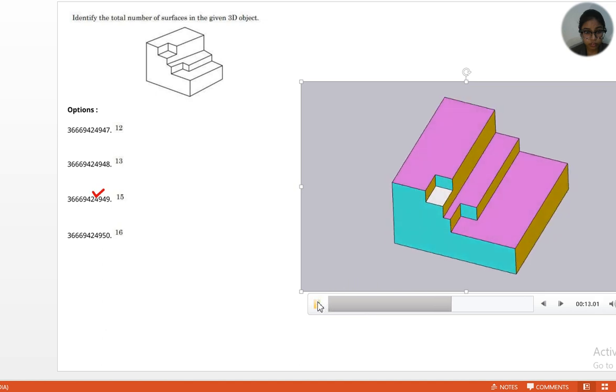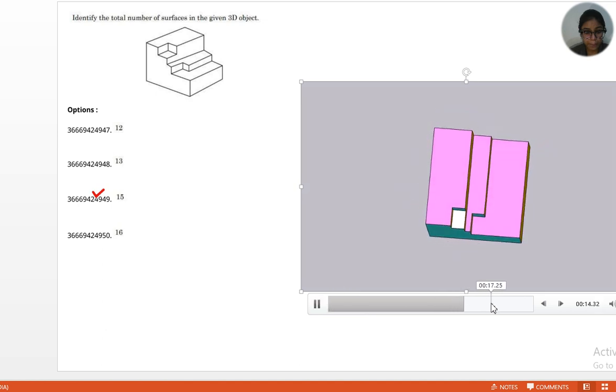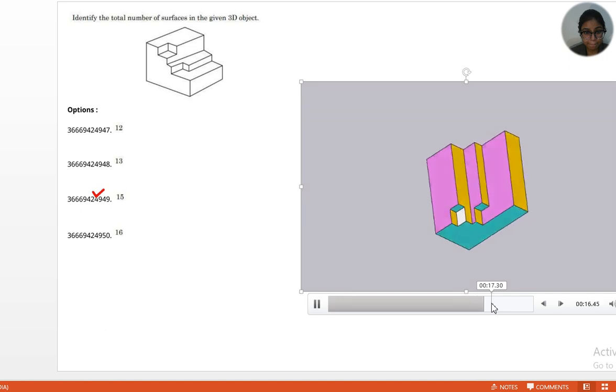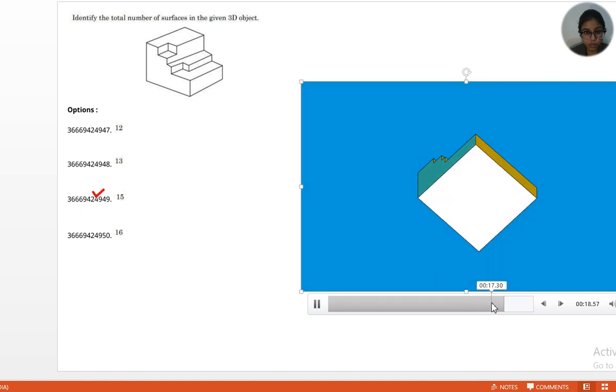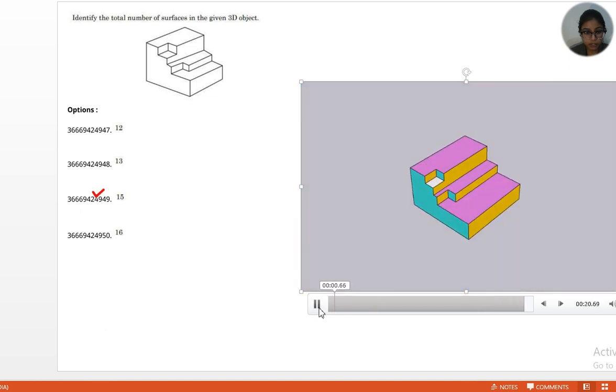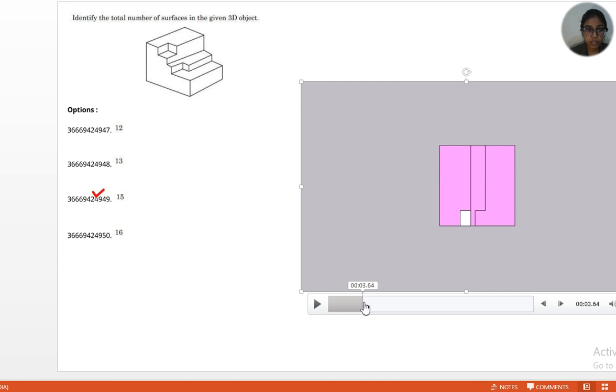See, in this there is also a bottom white part. Here also you have. Okay, so 1, 2, 3, 4, 5, 6, 7, 8, 9, 10, 11. This white 12. Here you have 13. This side you have 14 and the bottom will be your 15. Okay, so a total of 15 surfaces you will get to see in this 3D one.